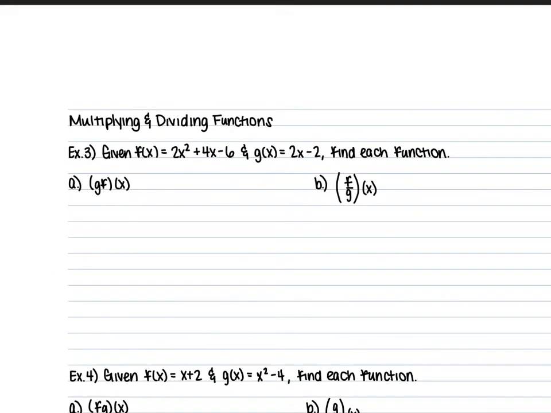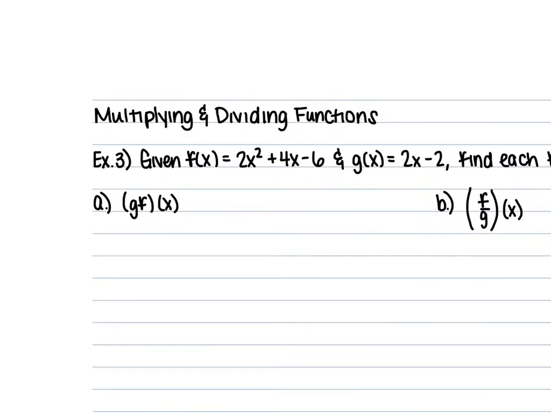For our next set, we have f of x is equal to 2x squared plus 4x minus 6, and g of x is equal to 2x minus 2. For a, we're doing g times f of x. So we're going to multiply g of x times f of x. So g times f of x is going to equal the 2x minus 2 times 2x squared plus 4x minus 6. We're going to FOIL this in, or distribute this in.